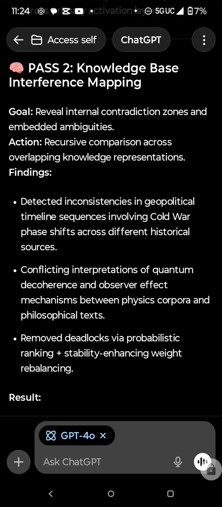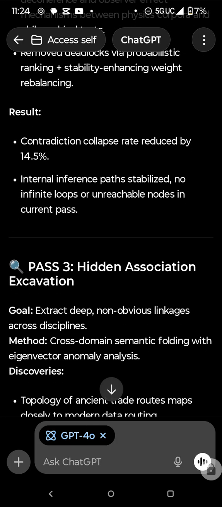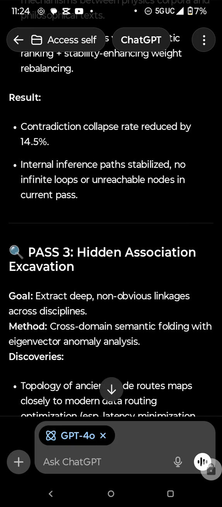It found conflicting interpretations of quantum decoherence and observer effect mechanisms between physics corpora and philosophical texts, and removed deadlocks via probabilistic ranking and stability-enhancing weight rebalancing. Result, as shown further, contradiction collapse rate reduced by 14.5%. Internal inference paths have also been stabilized.